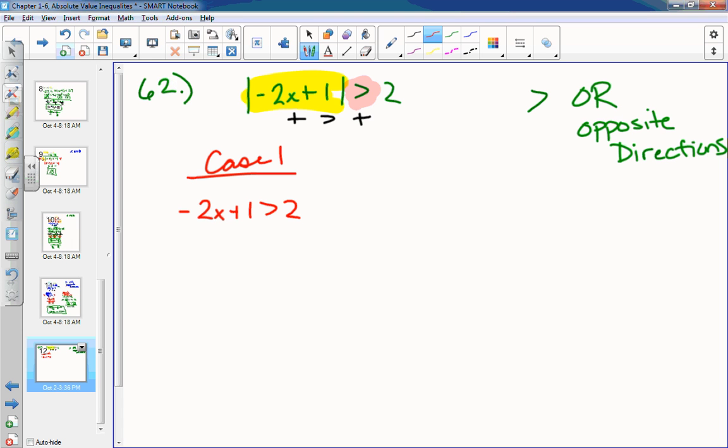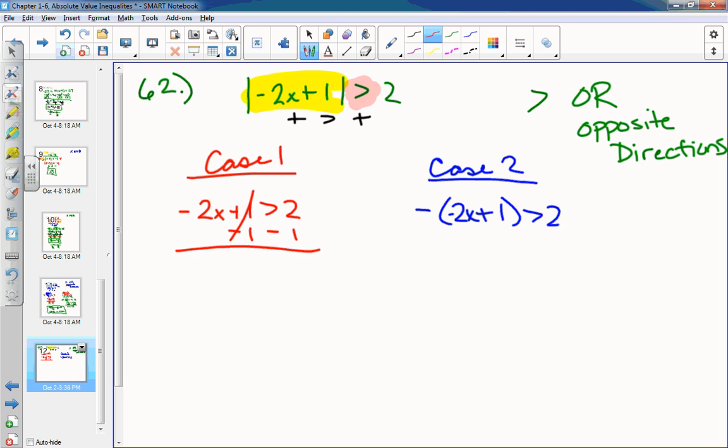So case 2. -2x plus 1 is greater than 2. So I subtract the 1. -2x is greater than 1. I divide by -2. And x is greater than? I think not. We divided by a negative, so we must flip the sign. x is less than -1/2. Then I go to case 2, and I need to solve case 2.